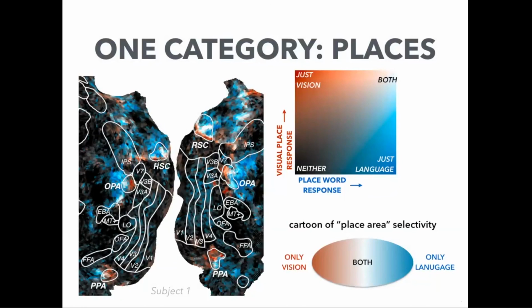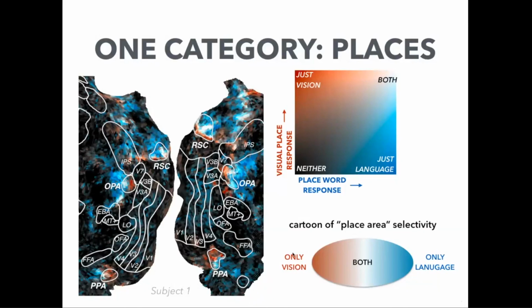What we see is this pretty local gradient that appears from red in the posterior part of each area, the part that's closer to occipital cortex, white in the middle, to blue in the anterior part outside the area. Red to white to blue, red to white to blue, red, white, blue. It seems to show up in each of these areas.